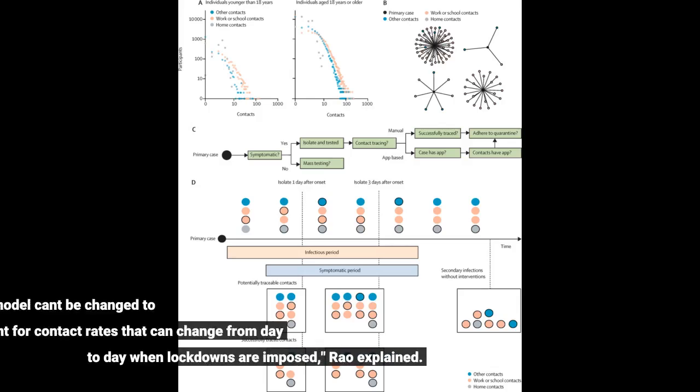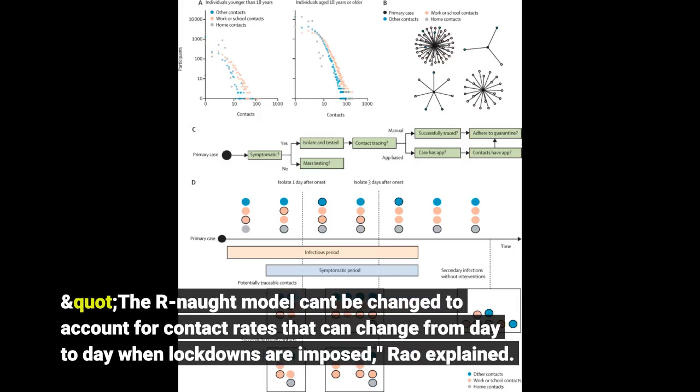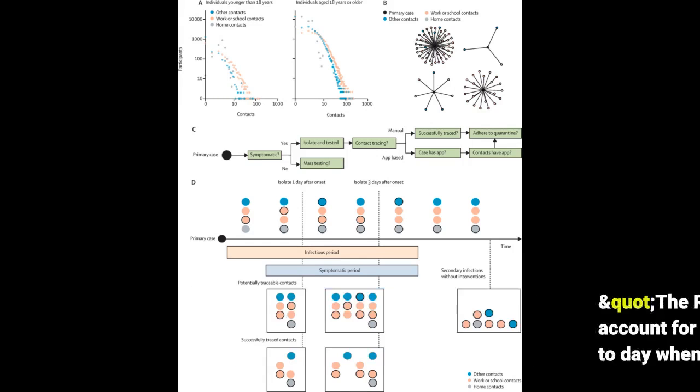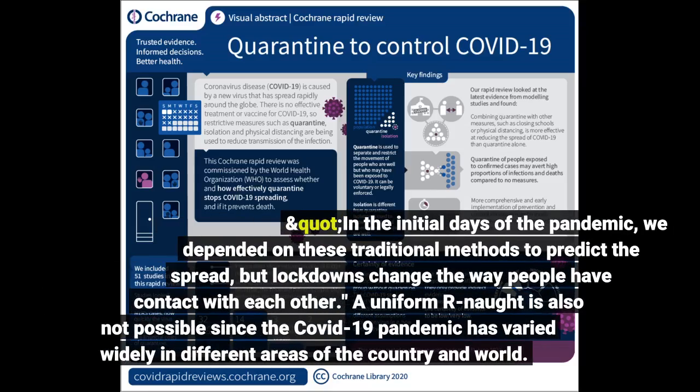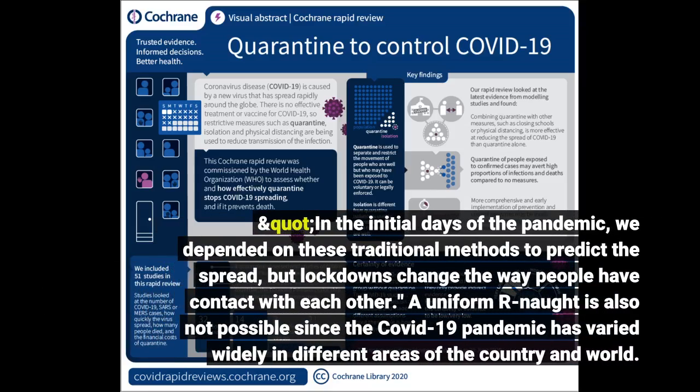The R-naught model can't be changed to account for contact rates that can change from day to day when lockdowns are imposed, Rao explained. In the initial days of the pandemic, we depended on these traditional methods to predict the spread, but lockdowns changed the way people have contact with each other.